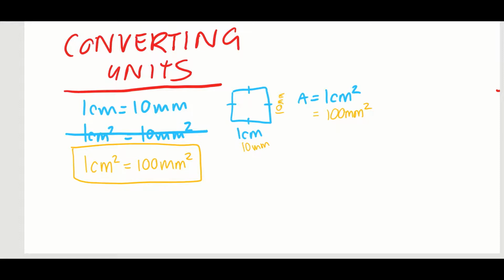Really important. So then you could do the exact same thing with volume. If I said, okay, well, what about cubed? That was a 1 centimeter cube. Let's think about that. The volume would be still 1 centimeter by 1 centimeter by 1 centimeter, 1 centimeter cubed. But my volume in millimeters is going to be 10 by 10 by 10, which gives me 1,000 millimeters cubed. So 1 centimeter cubed equals 1,000 millimeters cubed.